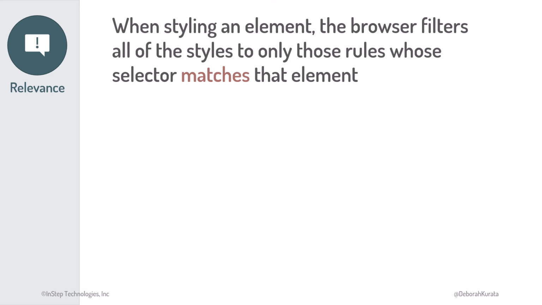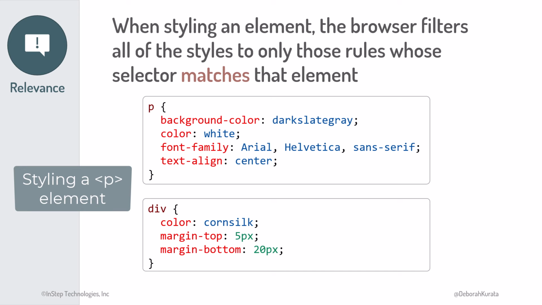When styling a particular element, the browser filters all of the styles to only those rules whose selector matches that element. If styling a paragraph element, the style rules are filtered to only those for that particular paragraph element. In this example, the div element styles aren't relevant. The next factor in determining style rule precedence is origin, that is, where the style came from.